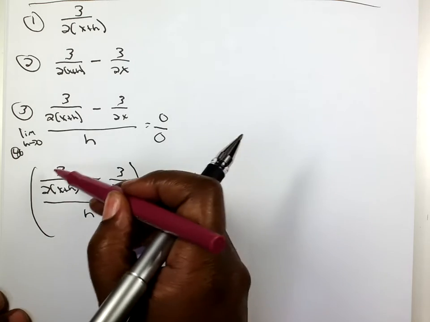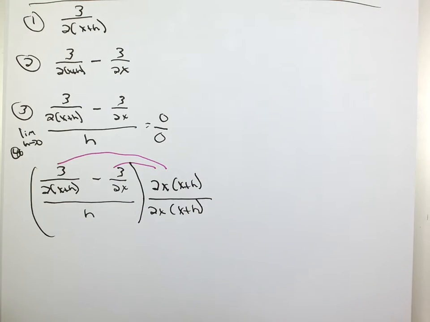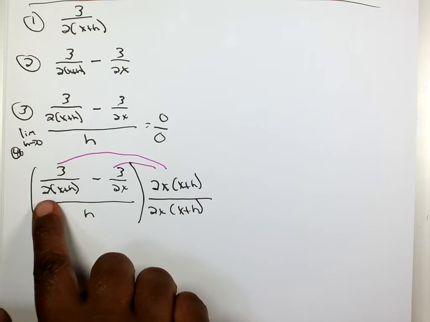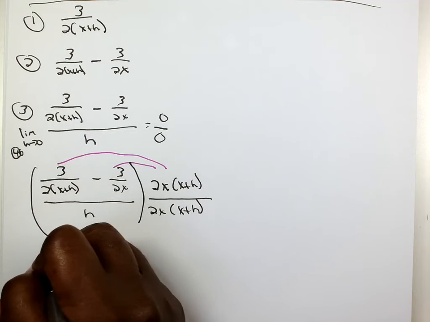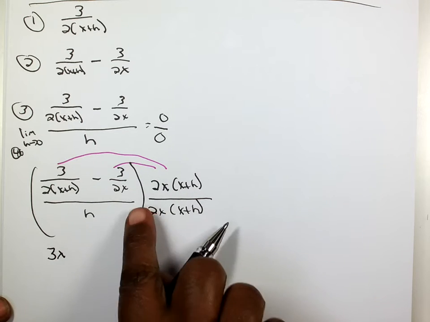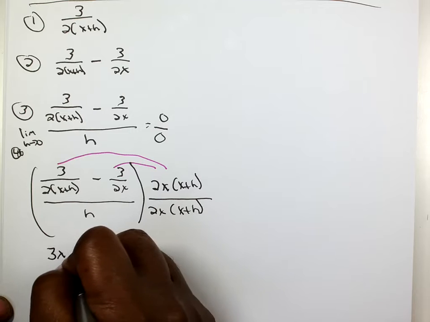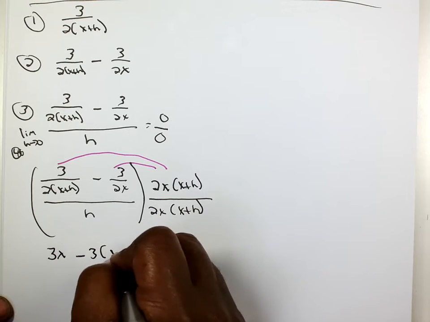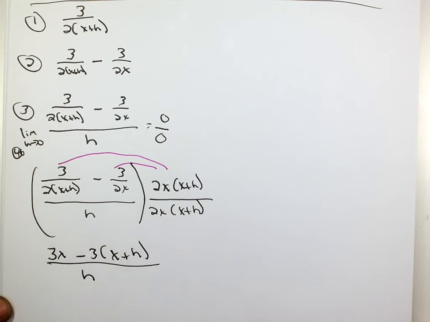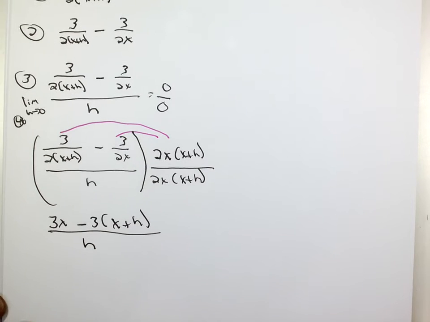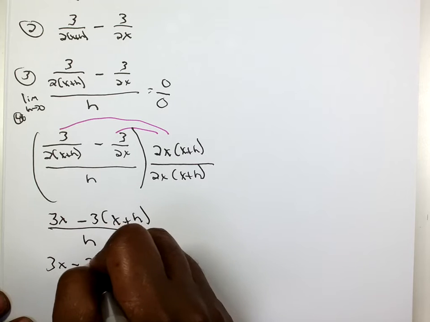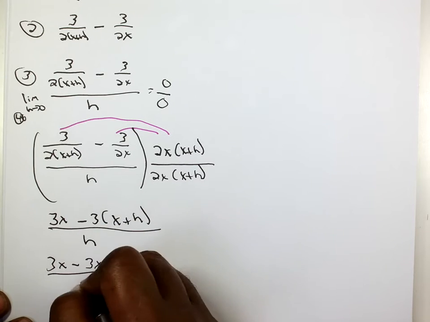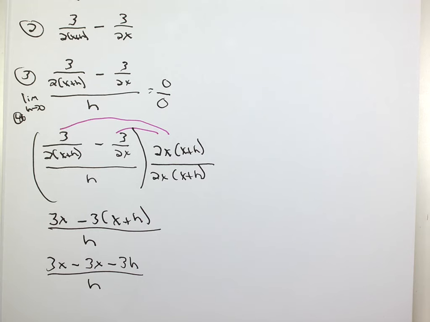So when you distribute this out on the top, the first term, the 2 and the x plus h cancel, so I'm just left with 3 times x. Over here, the 2x's cancel, so I'm left with minus 3 times (x plus h). And it's all over h. So distribute that, we get 3x minus 3x minus 3h over h. So the 3x's cancel.